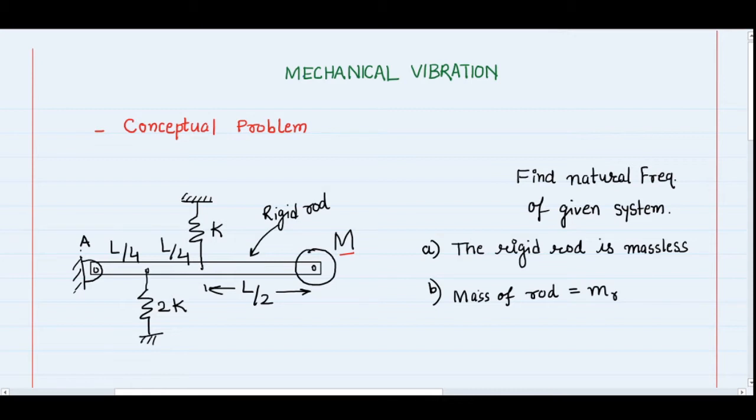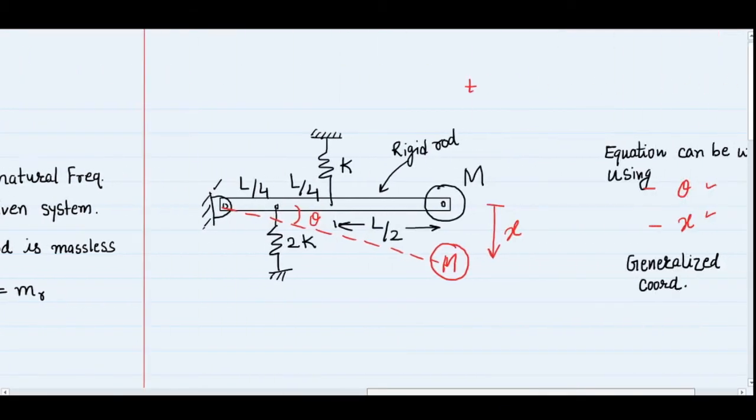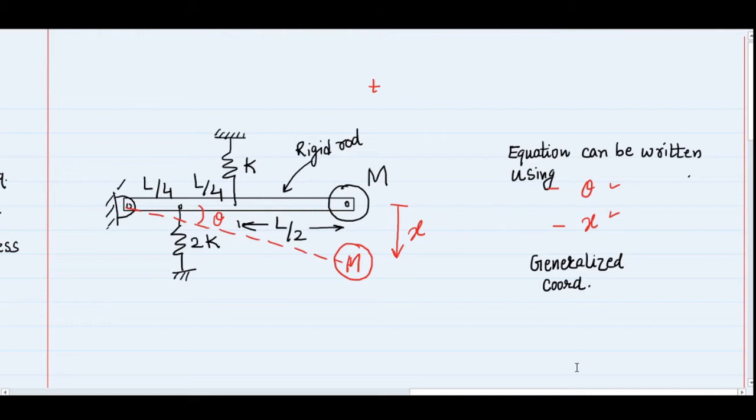So first let's understand, if the system vibrates, how the motion will be exhibited. Here I am showing that if the system vibrates, the mass will move in the upward direction. For a given time instant t, the mass has moved by an amount x, and because of this motion the rod has rotated by an amount theta. So in this problem we can use either theta or x to write our equation of motion.